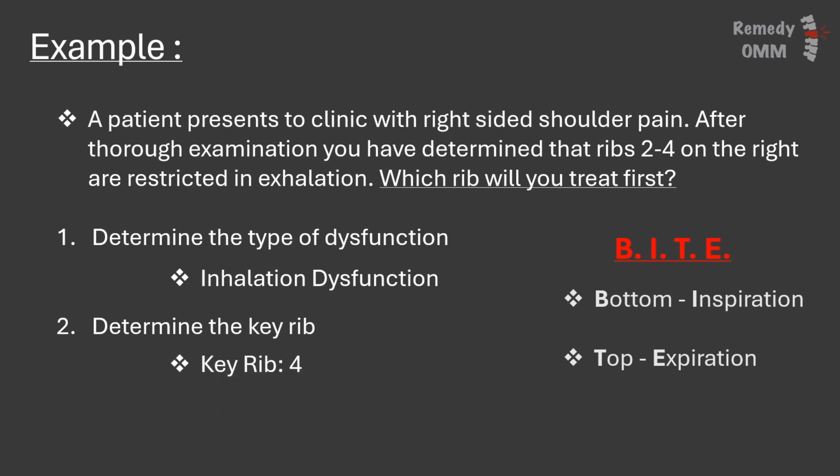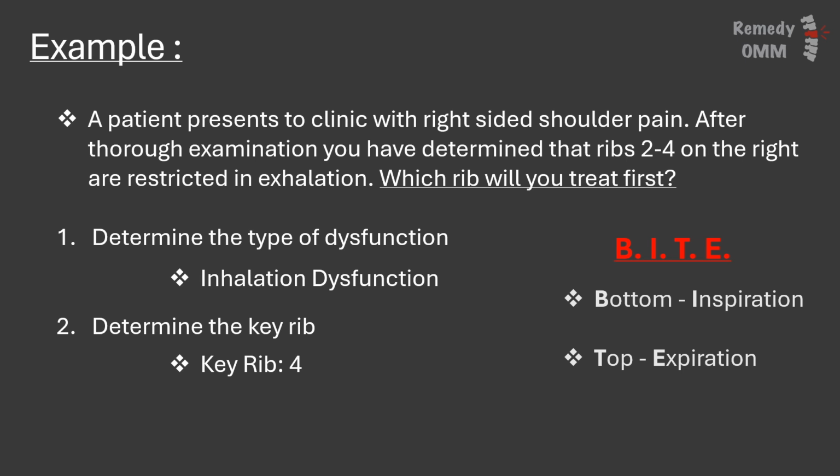Let's say a patient presents to clinic with right-sided shoulder pain, and after thorough examination, you have determined that ribs 2 through 4 on the right are restricted in exhalation. Which rib will you treat first? In this example, we first need to identify the dysfunction. Given that the patient's ribs are restricted in exhalation, this means we have an inhalation dysfunction.